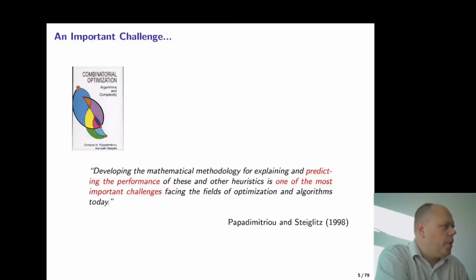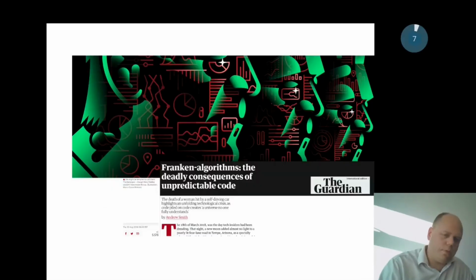Okay, so just in general, it is a challenging problem to develop the mathematical methodology that can explain and predict the performance of evolutionary algorithms and of heuristics. This is a quote from Papadimitriou and Steiglitz's book from '98, where they state that this is one of the most important challenges facing the field of optimization algorithms.